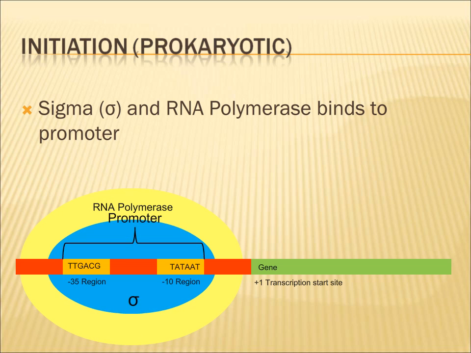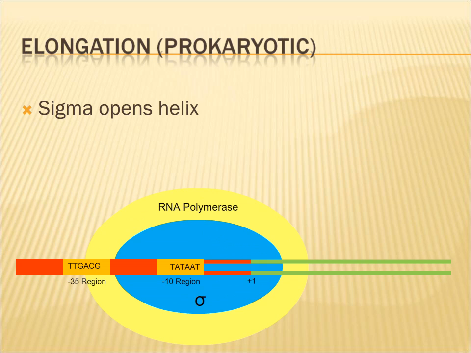Initiation of transcription begins when the RNA polymerase binds to the promoter region. A portion of the RNA polymerase called the sigma subunit recognizes certain nucleotide sequences in the -10 and -35 regions, forming hydrogen bonds with these nucleotides. The sigma subunit will open up the DNA helix. Only one DNA strand will be used to make the messenger RNA. This strand is called the template strand.